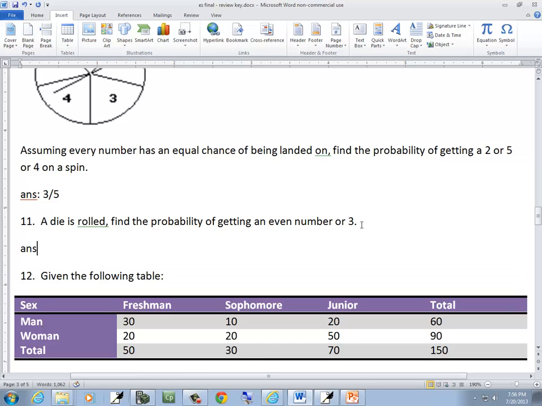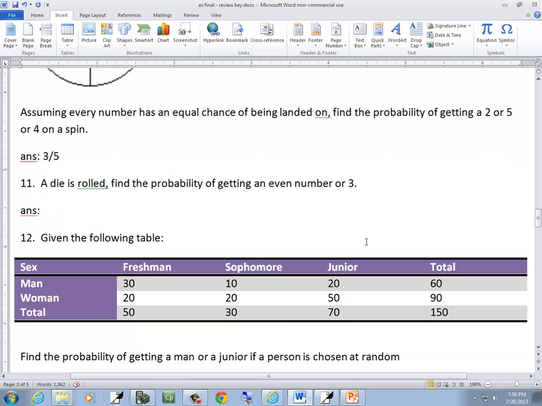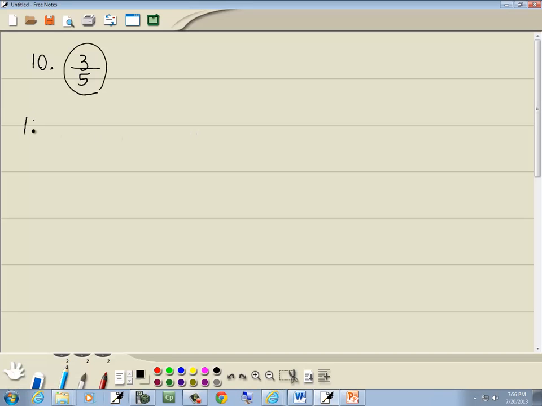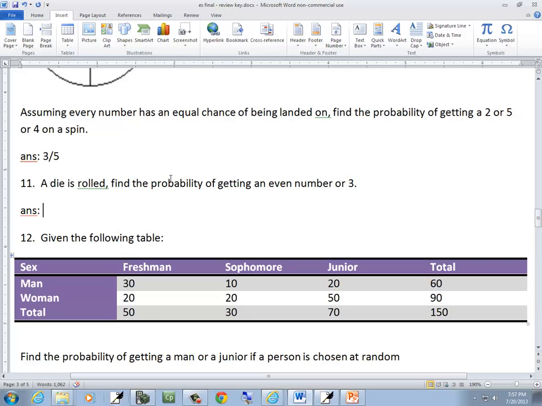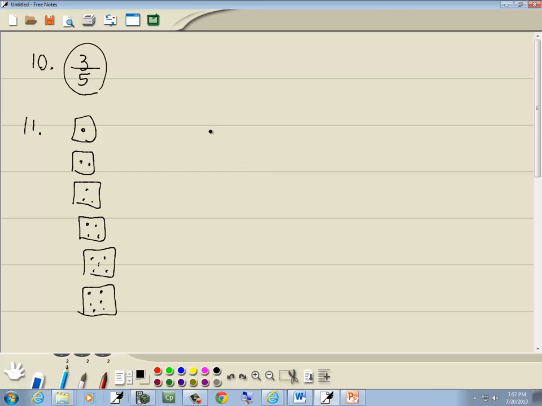Okay. Number 11. A die is rolled. Find the probability of getting an even number or 3. Well, let's look at a die and see what's on it. We've got 1 dot, 2 dots, indicating 2, 3 dots, 4 dots, 5 dots, and 6 dots.